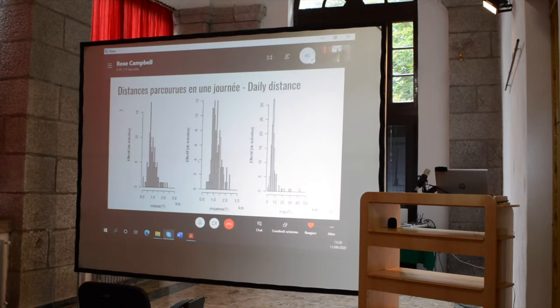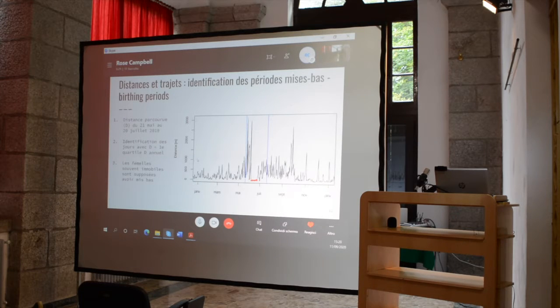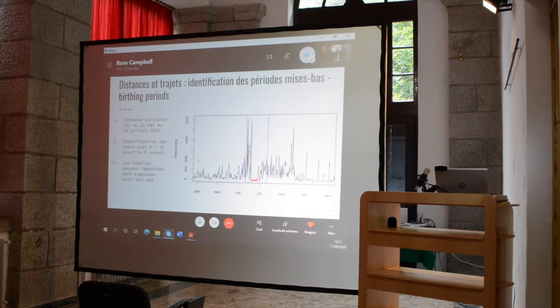By looking at extreme values in distance and variability in distance traveled, we were able to determine patterns of birthing, migration, and social behaviors. So first I'm going to talk about birthing. In the literature, we found that around half to 2/3 of females give birth in a given year in May or June, July. And these females move less during birth and shortly after birth compared to other females. We looked at the daily distance traveled in 2019 for all females.